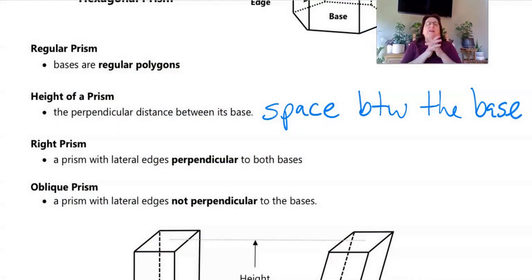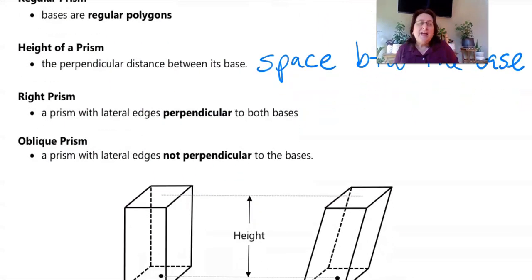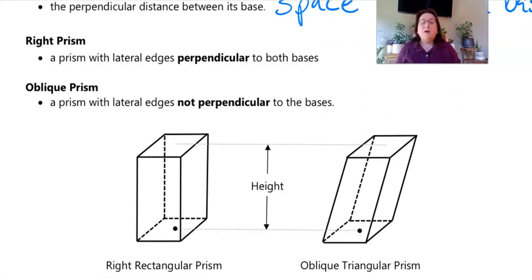All right, now we have something that is differentiated. It's called a right prism and an oblique prism. A right prism, guys, that's just like a building, a tower, if you will. It's standing straight up and down. An oblique prism, okay, the lateral edges are not perpendicular to the bases. Okay, they are not perpendicular to the bases. So that just means that it leans.